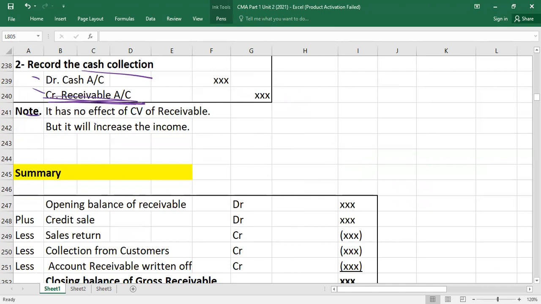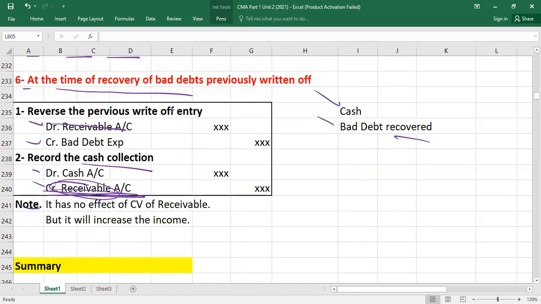Note, it has no effect on the carrying value of receivables, because one time receivables you have added, deducted, and one time receivables you have added. It won't be changed, right? At the time of recovery, I'm telling you. Okay.